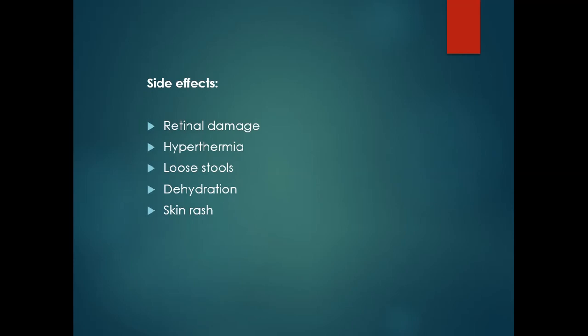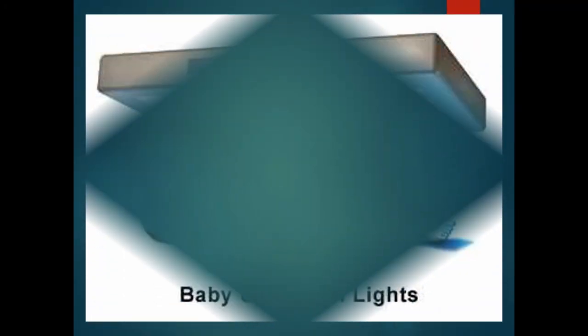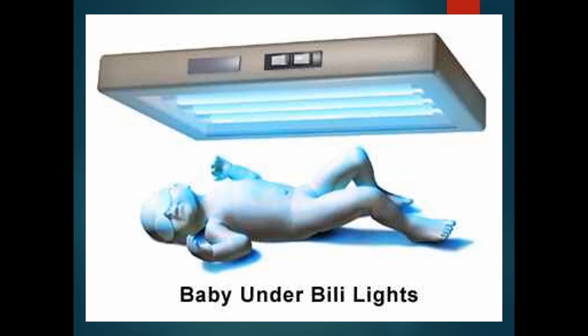And loose stool and dehydration, also due to the effect of heat, and skin rash, and there is what is called bronzed baby syndrome. The skin will turn the color of bronze, and this is the baby under the blue light machine of phototherapy.